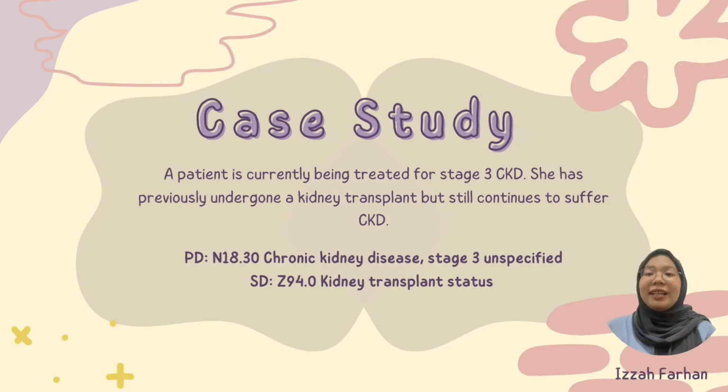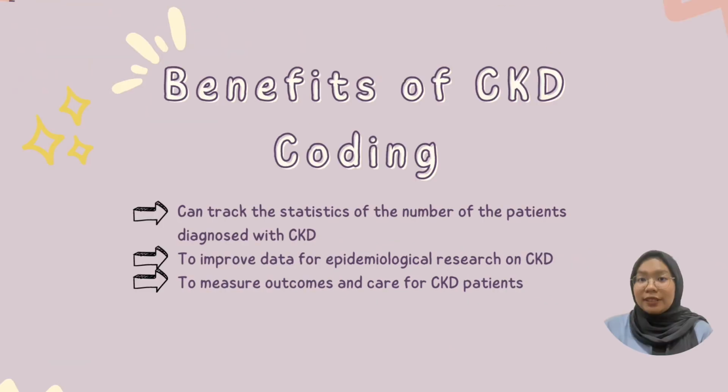For the case study, a patient is currently being treated for stage 3 CKD. She has previously undergone a kidney transplant but still continues to suffer CKD. So the code is, the PD is N18.30, chronic kidney disease stage 3 unspecified, and for the SD, Z34.0, kidney transplant status.